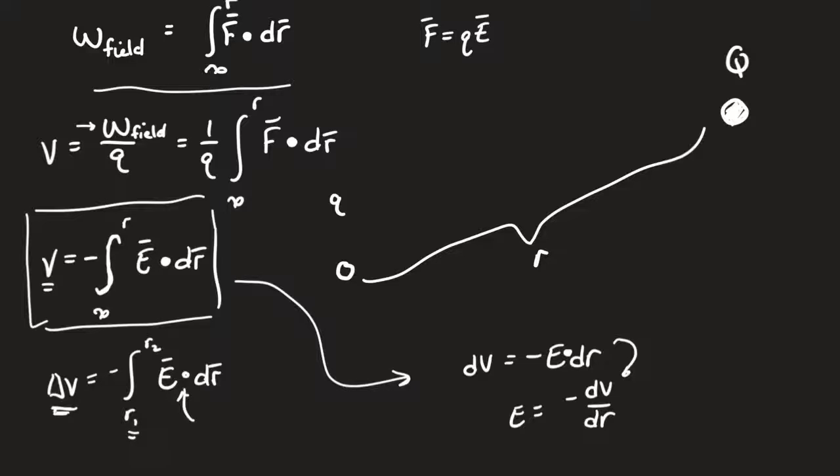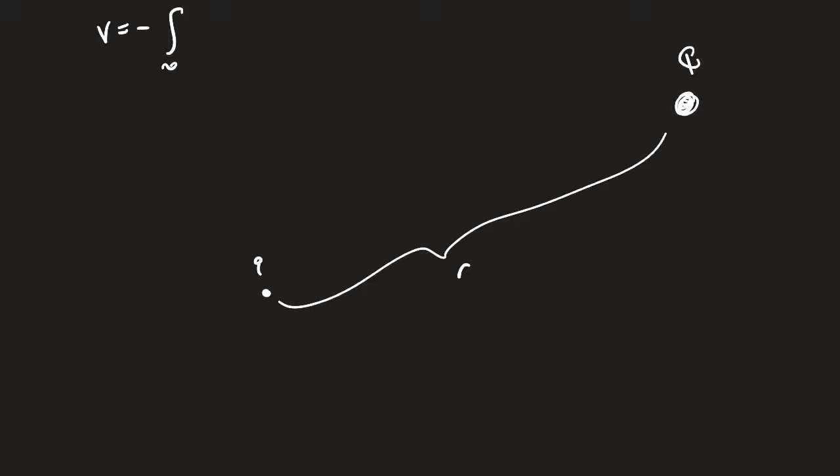So going back to this discussion with Q right here, and I'm bringing a charge from infinity to a place right here, a distance r away. I want to talk about how to calculate this electric potential. That potential will be minus the integral from infinity to r of E dot dr.